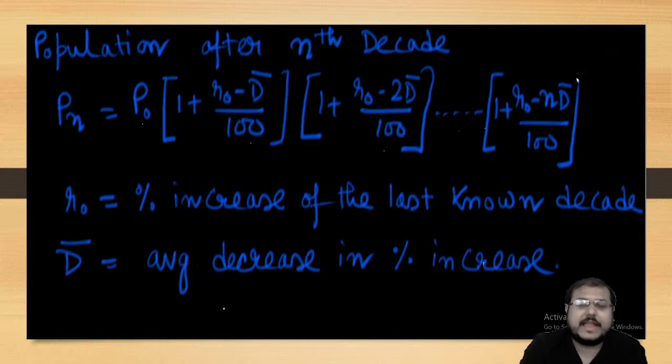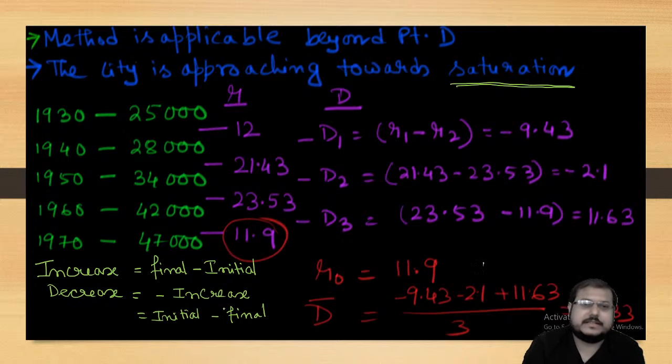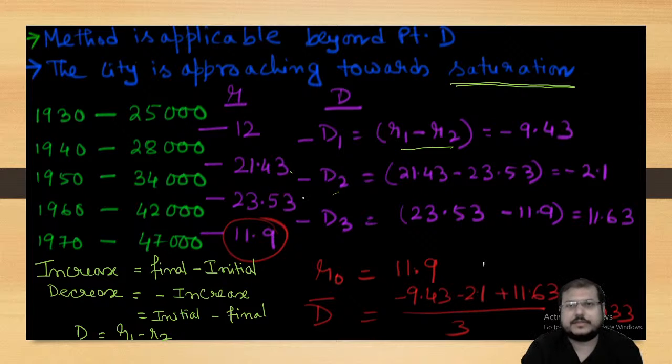Now here D bar is actually averaging the decrease in percentage increase. So percentage increase is the R value. So D is actually initial R1 minus R2. So that's why here D1 is R1 minus R2. Here D2 is R2 minus R3, and D3 is R3 minus R4. These are the D values.